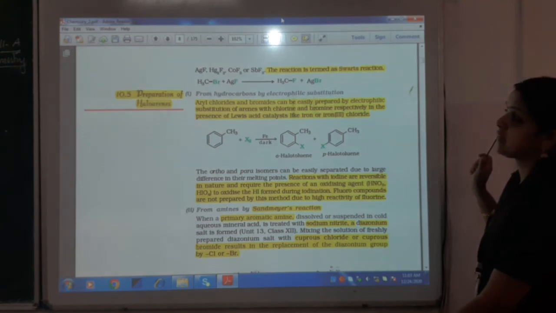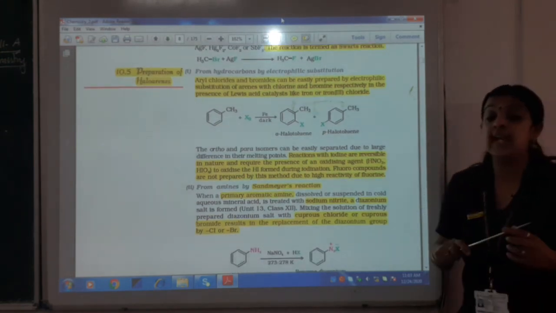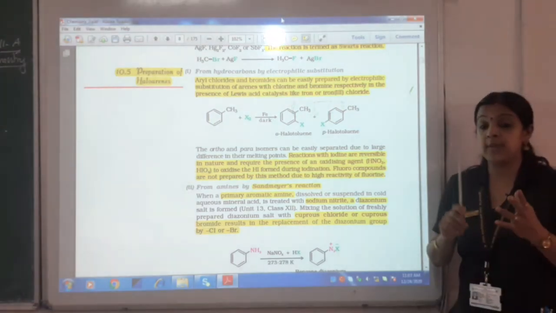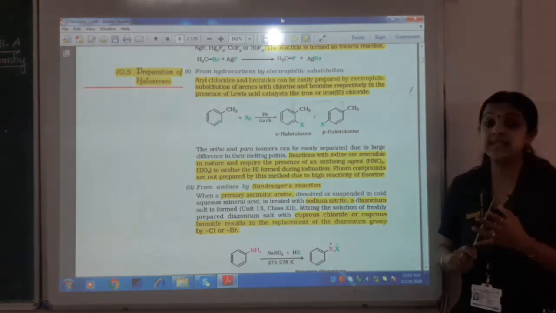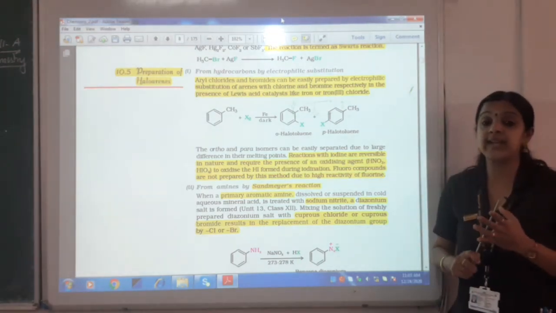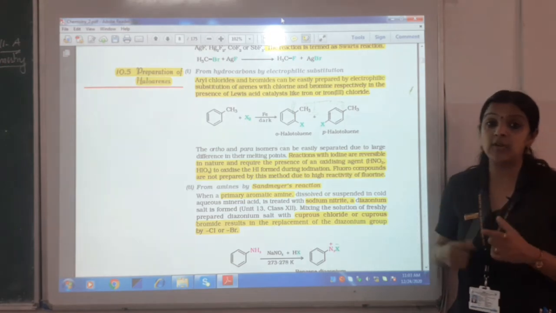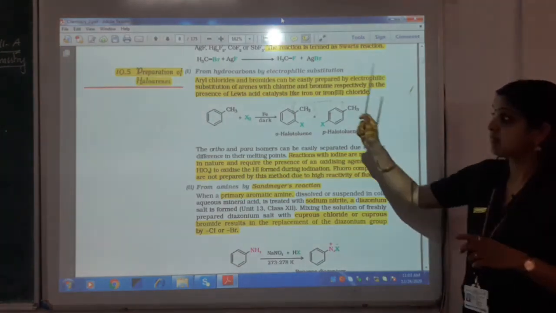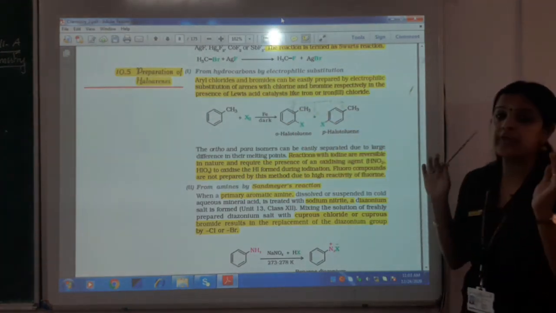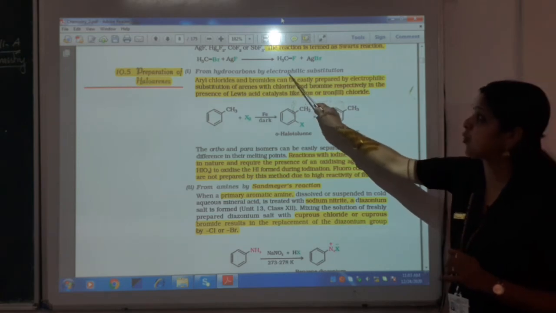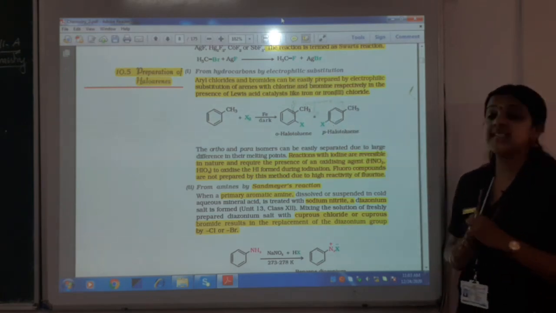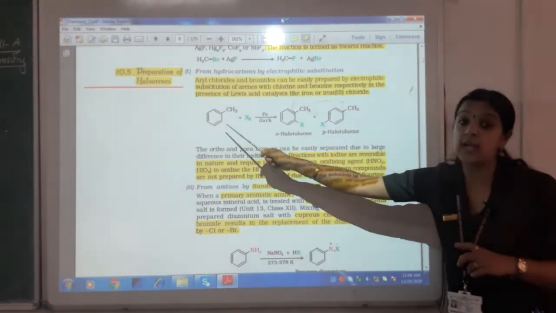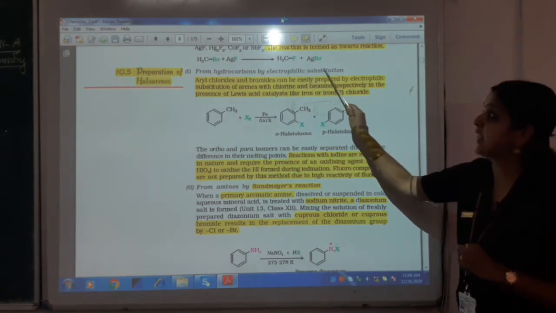Okay. The next one we are going to see is the preparation of haloarenes. Haloalkanes we were seeing from hydrocarbons, from alkanes, from alkenes. Now we were seeing the Swarts reaction, the Finkelstein reaction, and reaction from alcohols. Now we are going to see how haloarenes are prepared from hydrocarbons, by electrophilic substitution. When I say hydrocarbon, don't think it should be only aliphatic. Now this is my aromatic hydrocarbon, using electrophilic substitution.